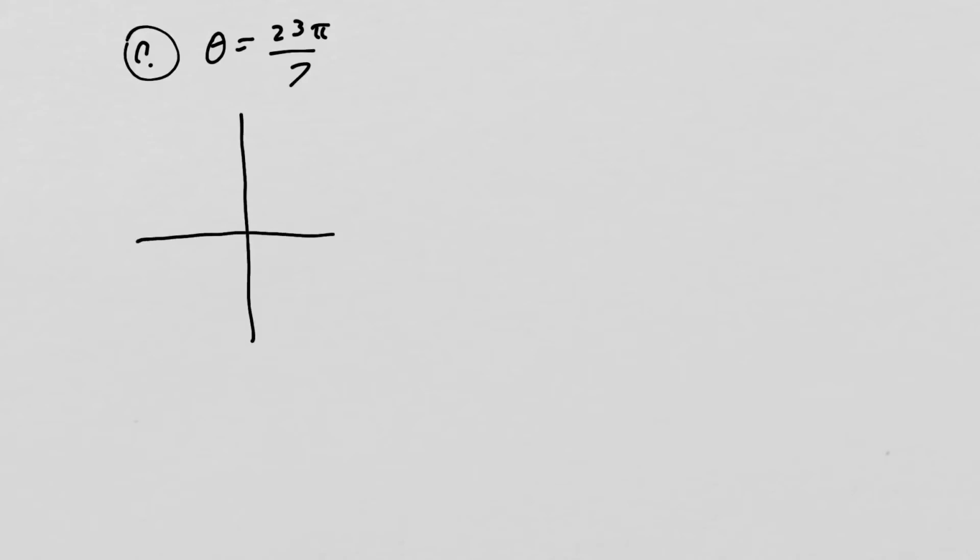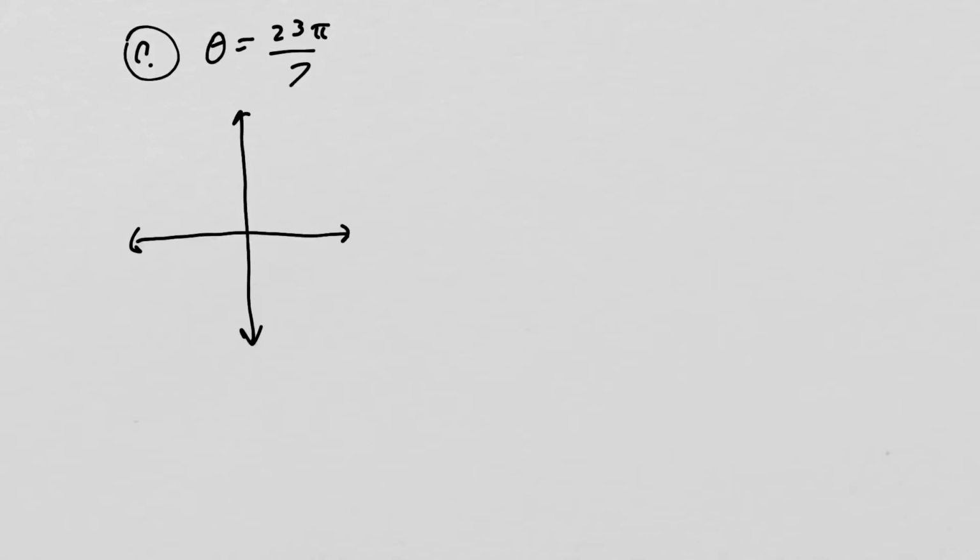In part C, we're given that theta is equal to 23 pi divided by 7. Again, we want to find the reference angle. So what we want to do first is we just want to see exactly what a coterminal angle of 23 pi divided by 7 is, where that coterminal angle lies between 0 and 2 pi. So we can do this pictorially first, and then we'll do it algebraically.